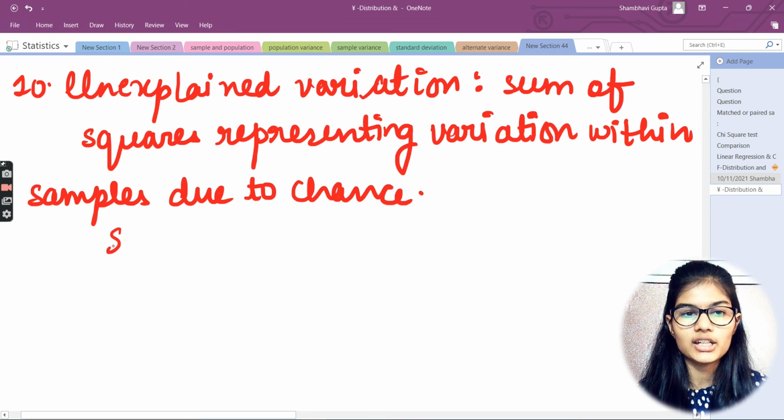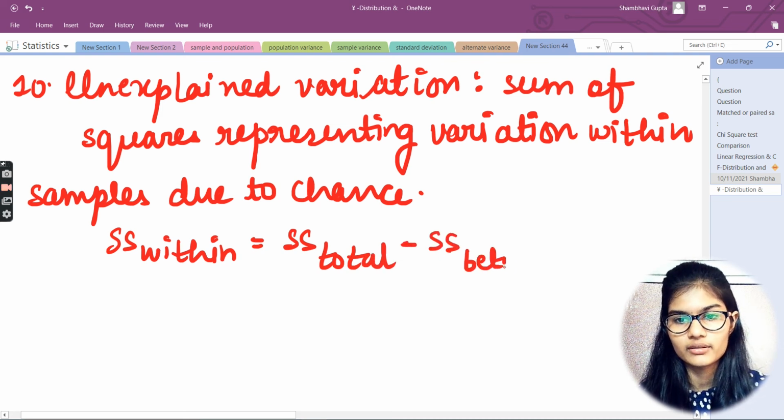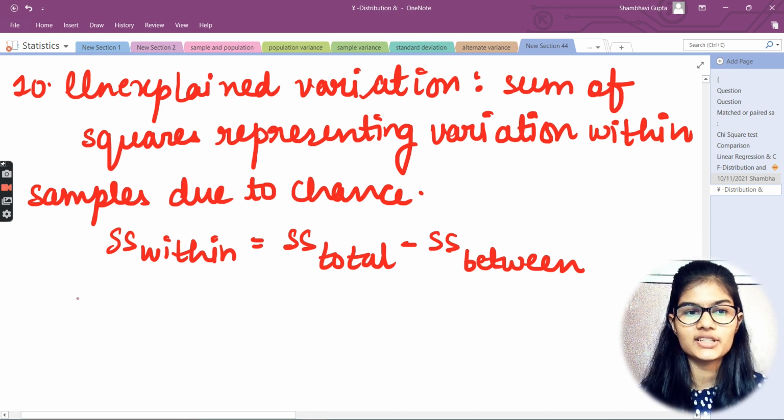So what's the value for that? It is SS within. Sorry, it's not width, it's within. SS within is equal to SS total minus SS between. Right, so this is done.